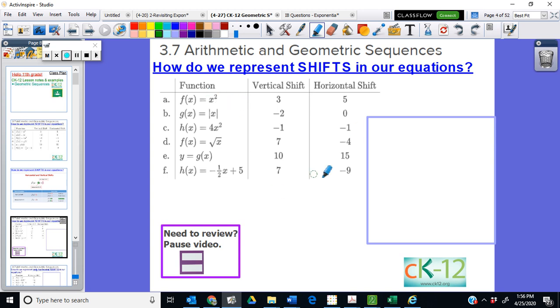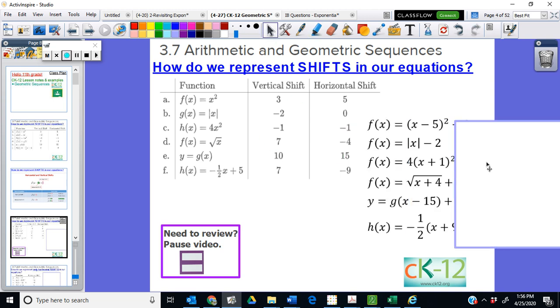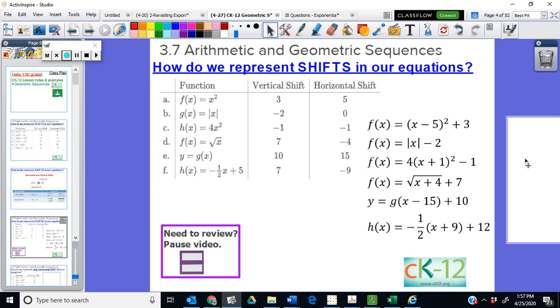When we look at these types of shifts, here are the transformed functions. Notice this x squared function. We're going to move to the right 5 and up 3. Well, right 5, that means -5. Up 3, a +3 on the outside of that squaring term.